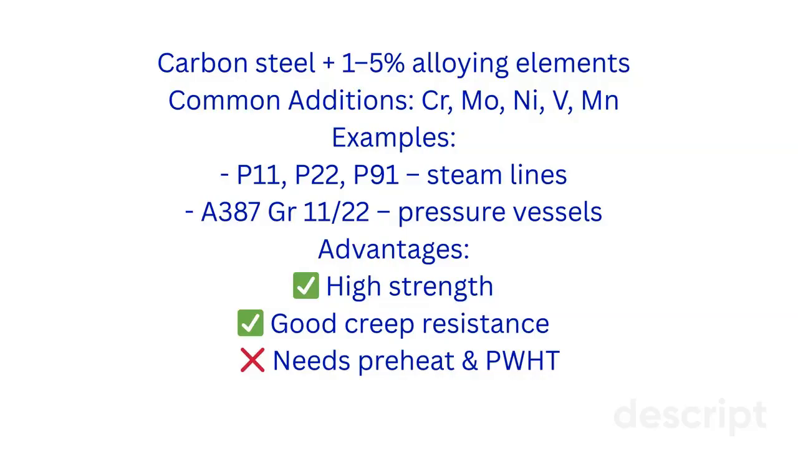This is carbon steel with added elements, between 1 to 5%, to improve properties. Common elements include chromium, molybdenum, nickel, and vanadium. Examples are P11, P22, and P91, used in steam and pressure systems. They offer better strength, creep resistance, and temperature endurance, but they often require preheating and post-weld heat treatment.